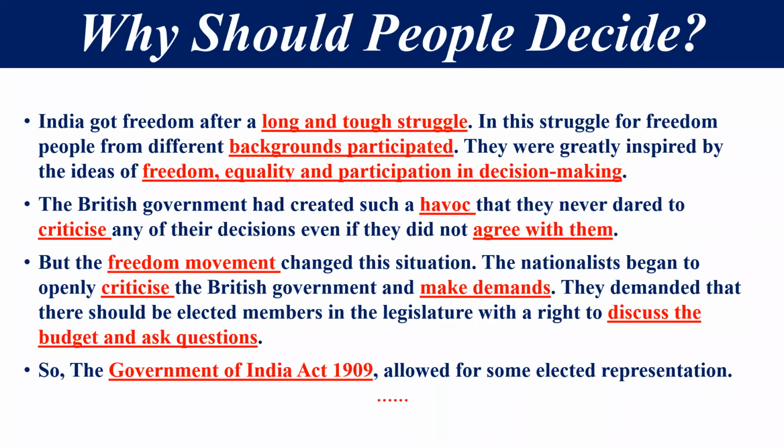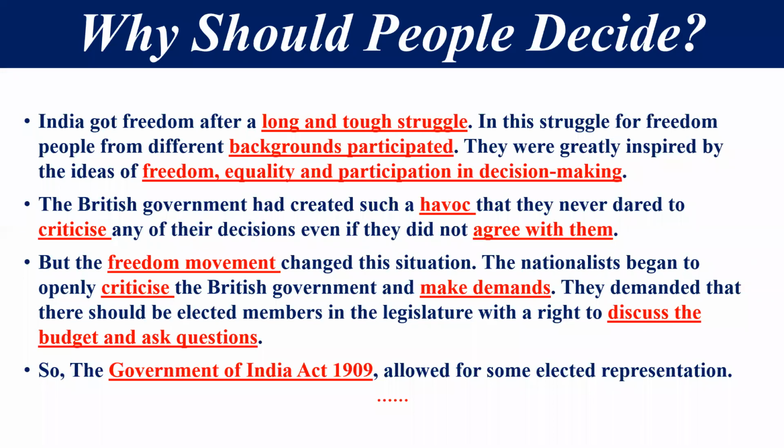So the Government of India Act 1909 allowed some elected representation. It was the first time. Otherwise, before it, it was only British people who always took the decisions. Right, students? Hope the things are clear to all of you.